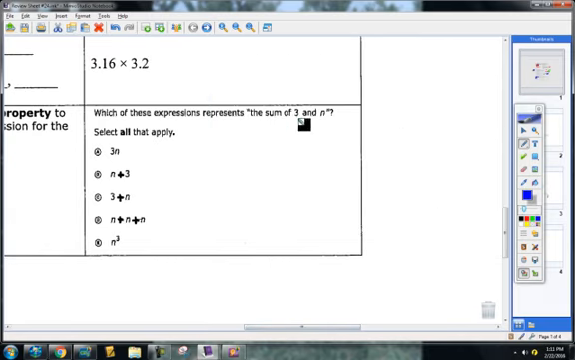Okay, and this one, the sum, you got to know what a sum is of 3 and n. Okay, you just got to select all that apply. This is learning target number 1 of chapter 7. Okay, let's go to the next page.